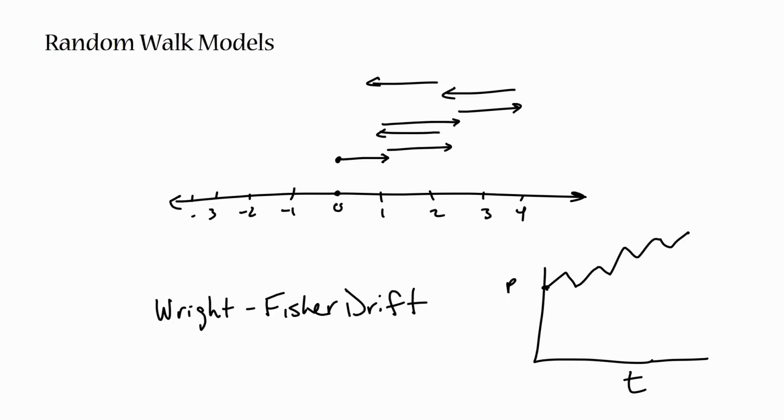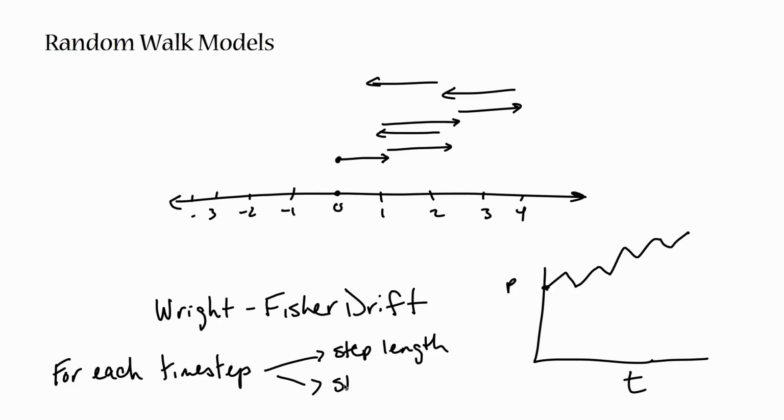In order to model a random walk, for each time step of a random walk, you need to choose step length, how far you're going to go on your random walk, and the direction. In my one-dimensional random walk, am I going to be going right or left? In a more complicated random walk model, step direction might actually be north, south, east, west, or something fancy like that.